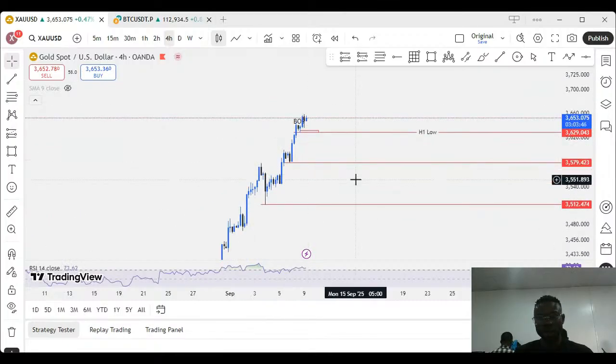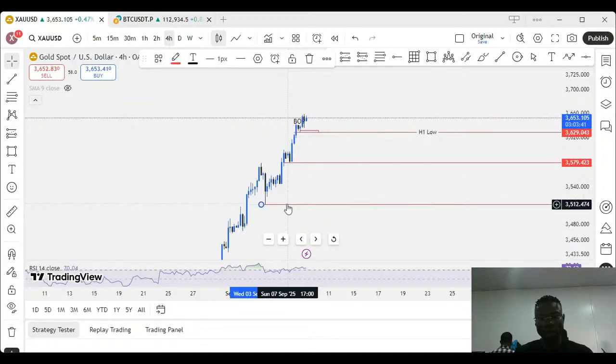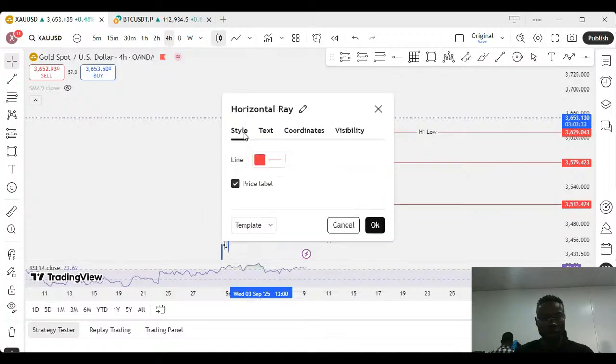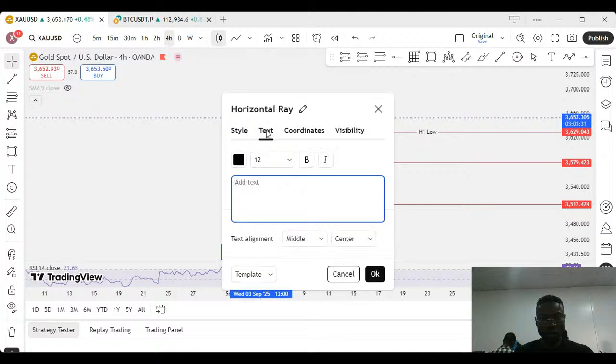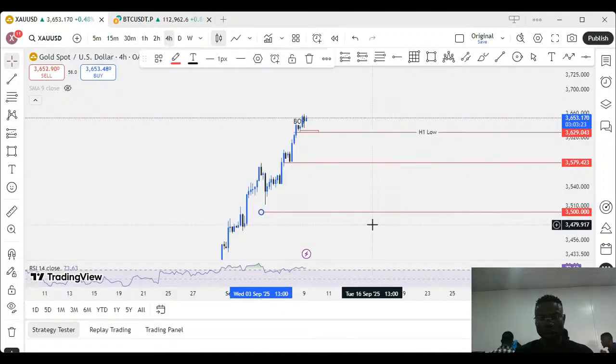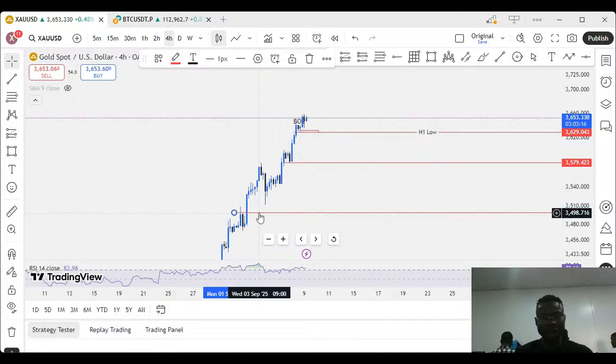Now see this one here. Let me pick this one. Okay, let me put it at the 3,500. You can see 3,500. If I extend the line, you can see how the market reacts to 3,500.